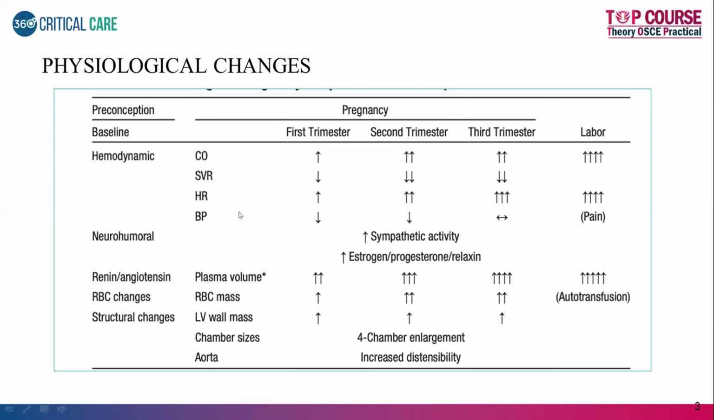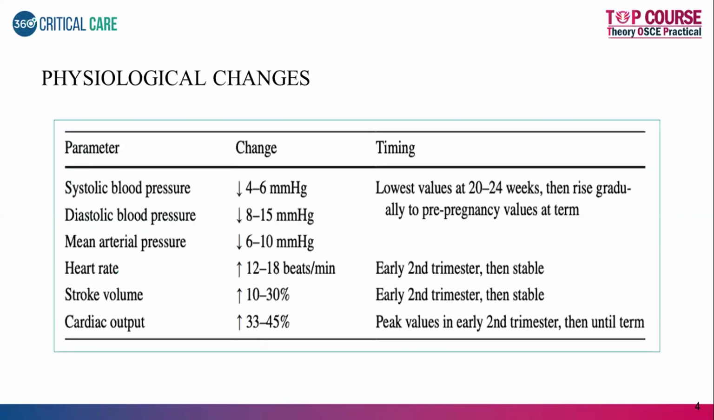Heart rate is usually increased during the third trimester and labor because of the labor pain that is present. But coming to your BP changes, in the first and the second trimester, your BP is actually on the lower side compared to the normal BP. And in the third trimester, it could usually be normal. So these hemodynamic changes are very, very important to further go into the topic.